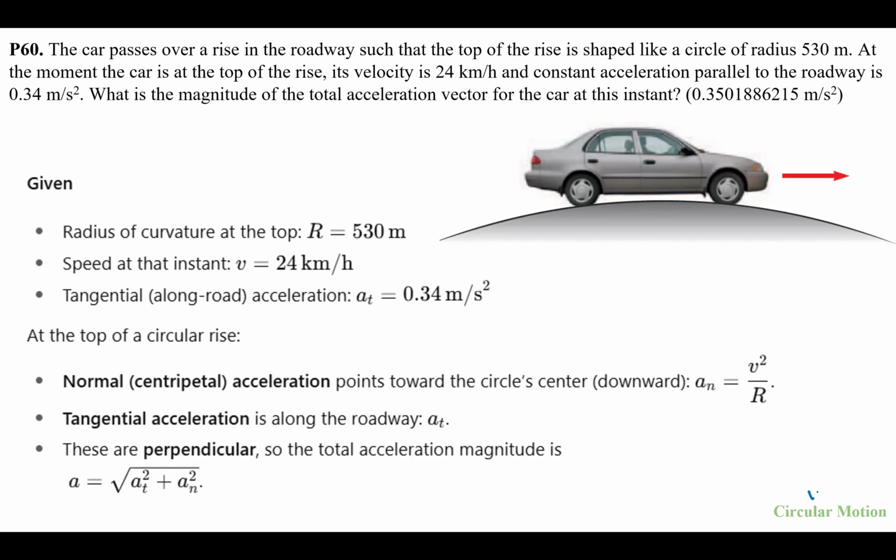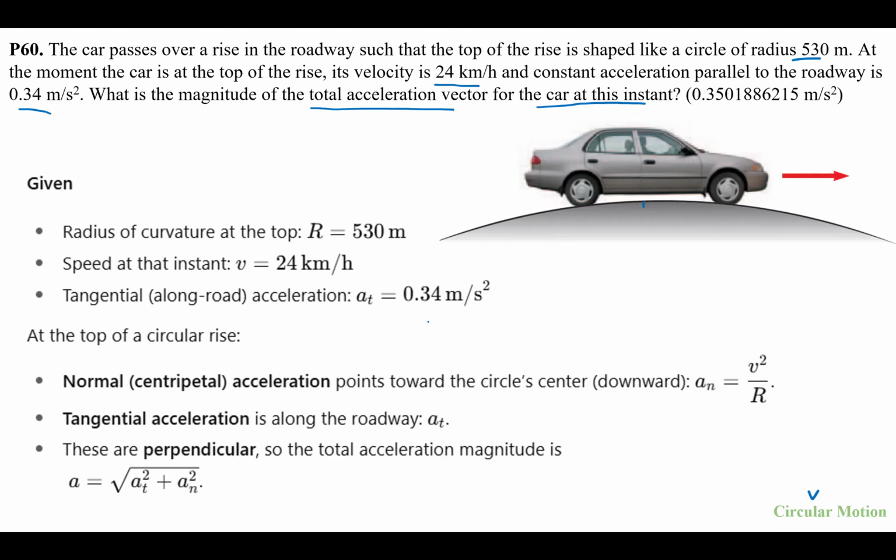First of all, we are going to have a circular motion. The car passes over a rise in the roadway such that the top of the rise here is shaped like a circle of the radius of this length. At the moment, the car is at the top of the rise. Its velocity is given by this one. And the constant acceleration parallel to the road is given by this way. What is the magnitude of the total acceleration vector for the car at this instant?